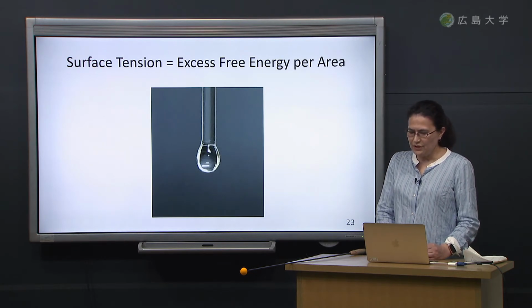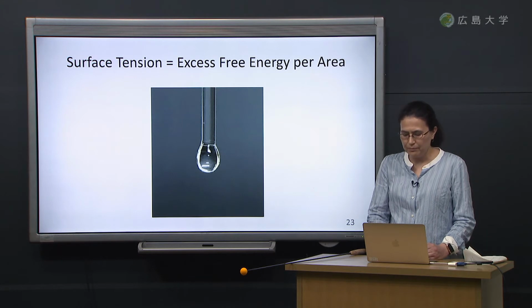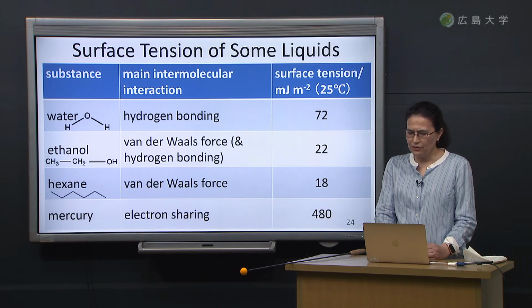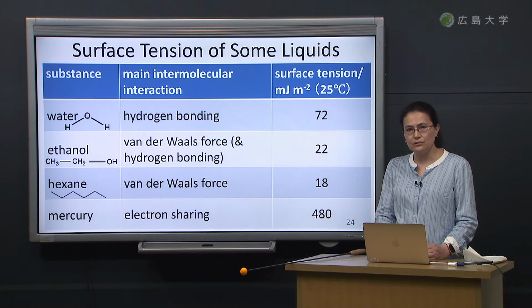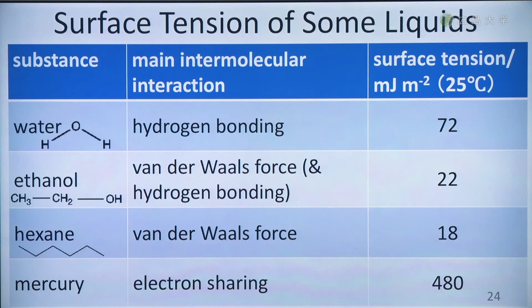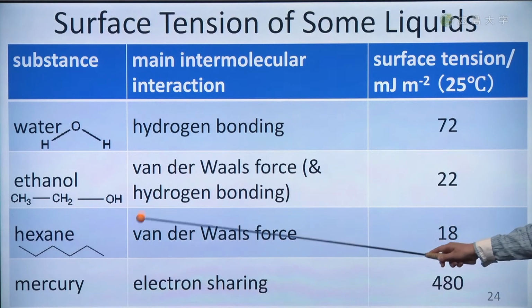So the surface tension is the excess free energy per area. The stronger the intermolecular interaction is, the higher the surface tension becomes. Here, values of surface tension at 25 degrees Celsius for various liquids are listed. Between water molecules, hydrogen bonding is formed, which is a fairly strong intermolecular interaction. So water has the highest surface tension among the non-metal liquids.